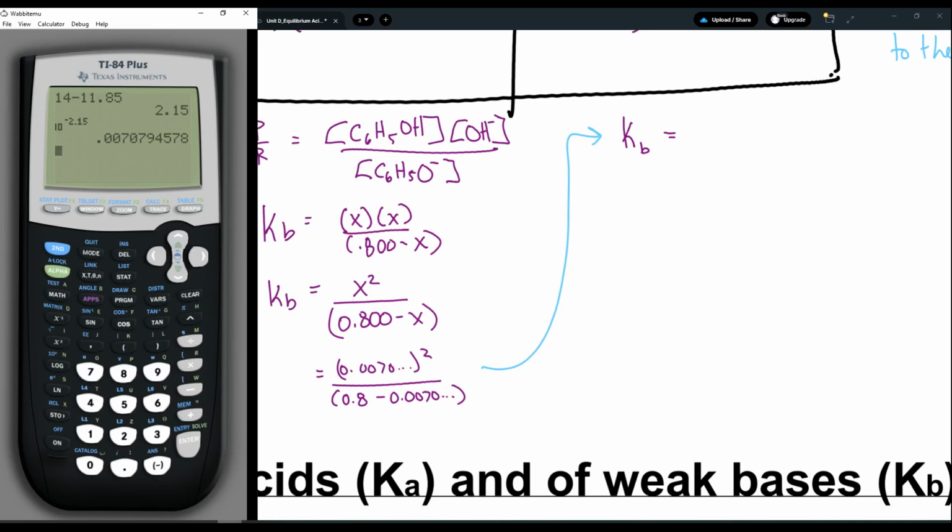So how I'm going to put this into my calculator is I'm going to go second function answer and make sure to square it, divided by bracket 0.8 minus answer, close the bracket, hit enter, so we get 6.3207 goes on forever times 10 to the power of negative 5.